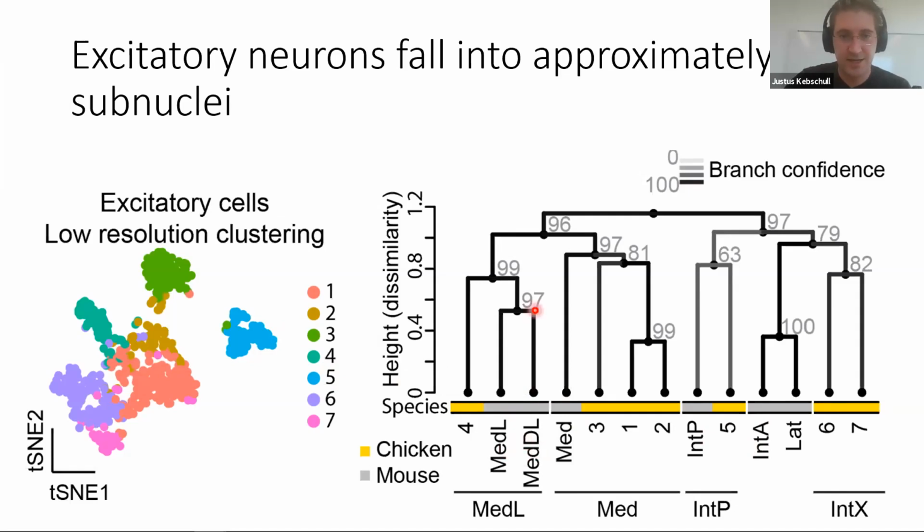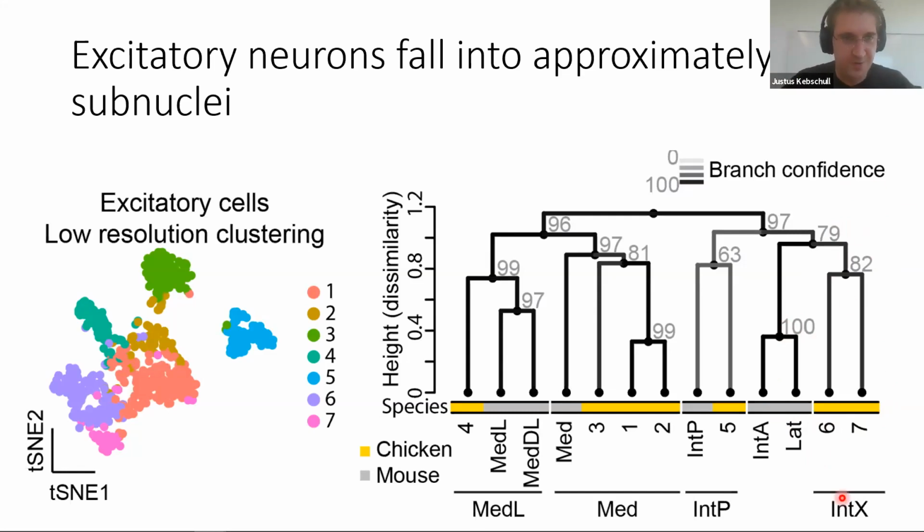So what you can see here is then that these mouse and chicken subnuclei cluster nicely together, where we seem to have things in the chicken that correspond to the mouse medial subnucleus, the lateral medial nucleus, the posterior interpositus nucleus, but then nothing that corresponds to this third nucleus, the mouse lateral nucleus. And then we have this intriguing additional population, which we call int-X in the chicken.